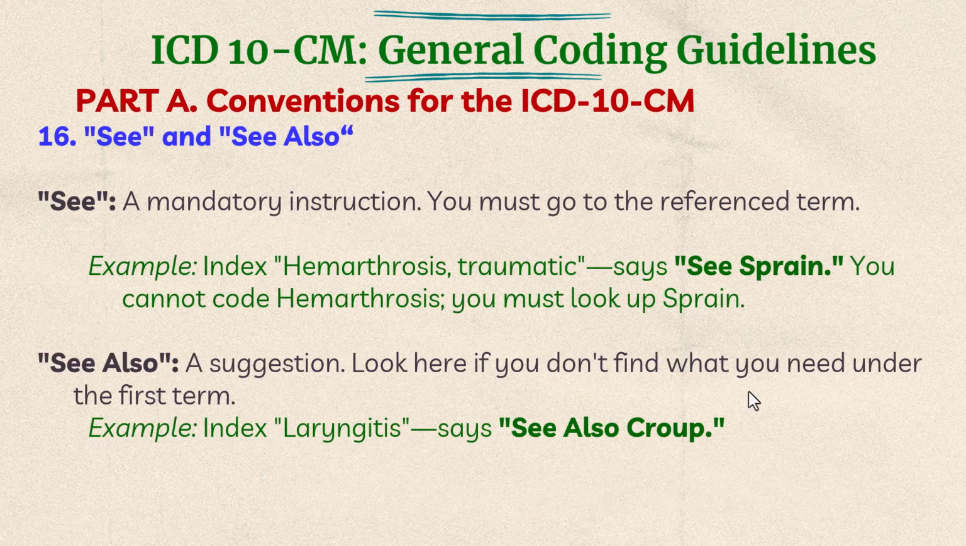Number 16, see and see also. "See" is a mandatory instruction; you must go to the referred term. Example, in the index, hemarthrosis traumatic says see sprain. You cannot code hemarthrosis, you must look up sprain. But in the case of "see also", it's a suggestion: look here if you don't find what you needed under the first term. For example, index laryngitis says see also the group. If you cannot find the code under laryngitis, you can also check the codes for the group.